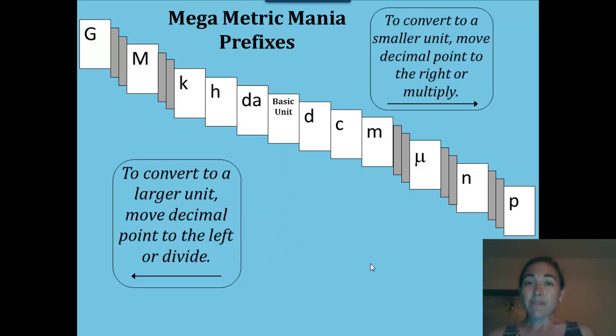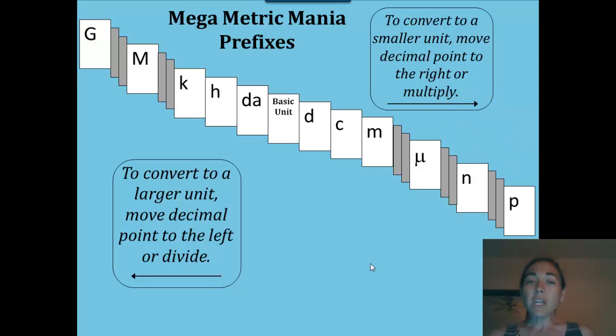Now to the right of the base unit you have smaller metric prefixes, starting with deci, then centi, then milli. Now that Greek letter that's next is called micro. It looks kind of like a fancy U. Followed by nano, and finally pico.